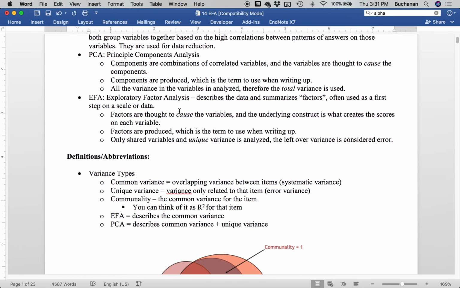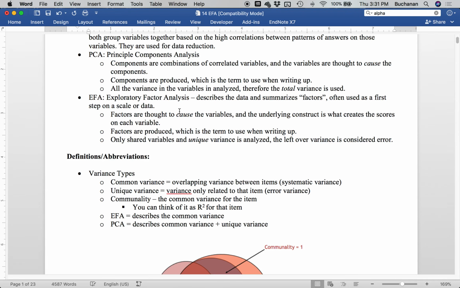PCA stands for Principal Components Analysis, where you make components, and they're combinations of correlated variables, and the variables are thought to cause the components. So that's a key feature here, is that variables are thought to cause the components. Put a star there. I like to ask this question on quizzes. You produce components, which is the term that you'll use when you're writing, and when you're looking at the variance in the data set, all of the variance is used, so the total variance. That's another key difference between PCA and EFA.